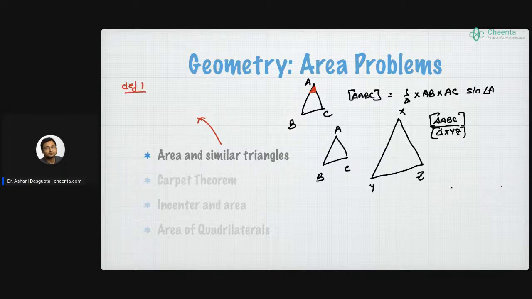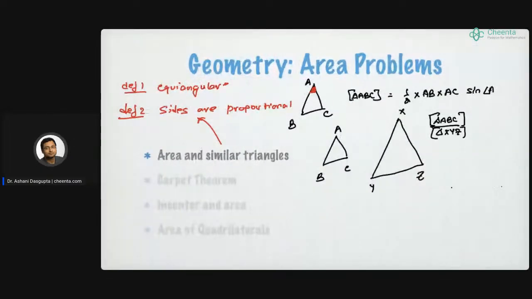Definition one: they are equiangular. And definition two: sides are proportional. And one can show that these two definitions are actually equivalent, whether you have equiangular triangles or proportional-sided triangles, that actually leads to the same concept. For example, we can draw pink angles here, red angles here, and blue angles here. So the three angles of one triangle are equal to the three angles of the other triangle. That is one way to think about it. The other way to think about it is that the corresponding sides are proportional.